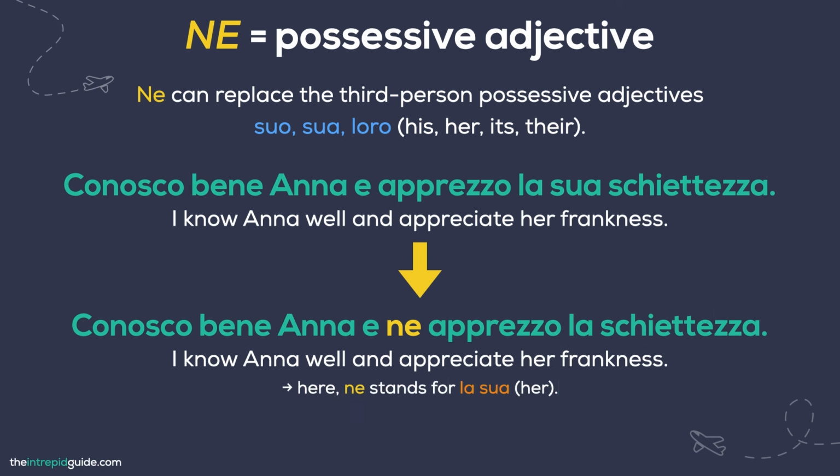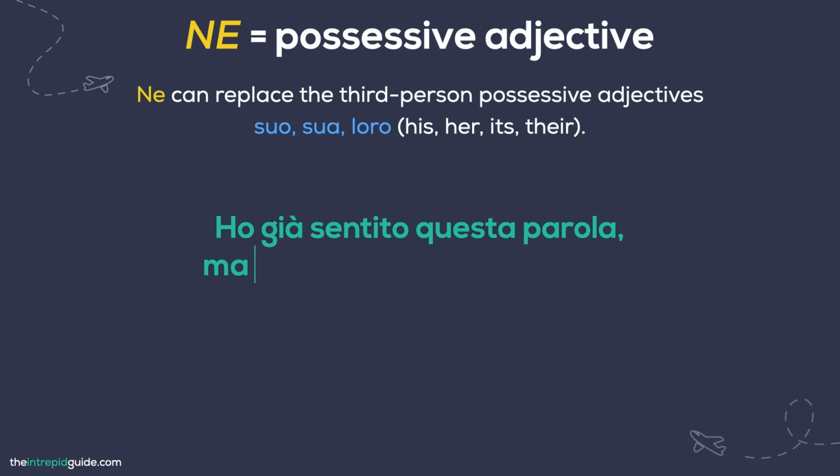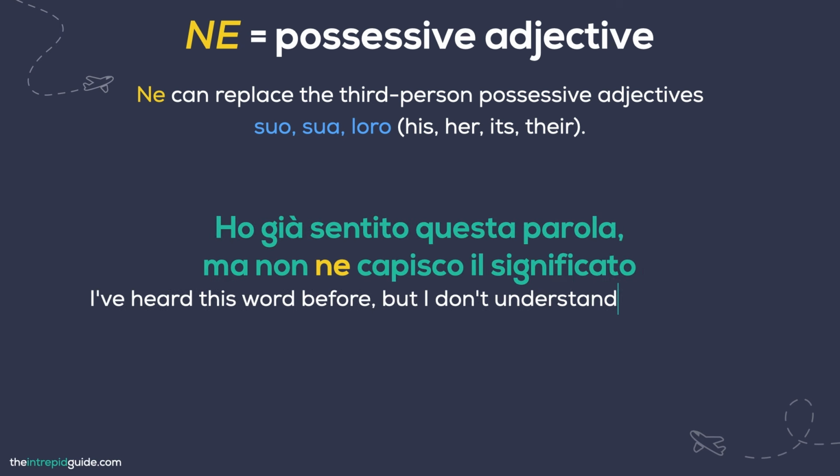I know Anna well and appreciate her frankness. Here, ne stands for la sua, her. Here's another example. Ho già sentito questa parola, ma non ne capisco il significato. I've heard this word before, but I don't understand its meaning. Here, ne replaces il suo, meaning its.